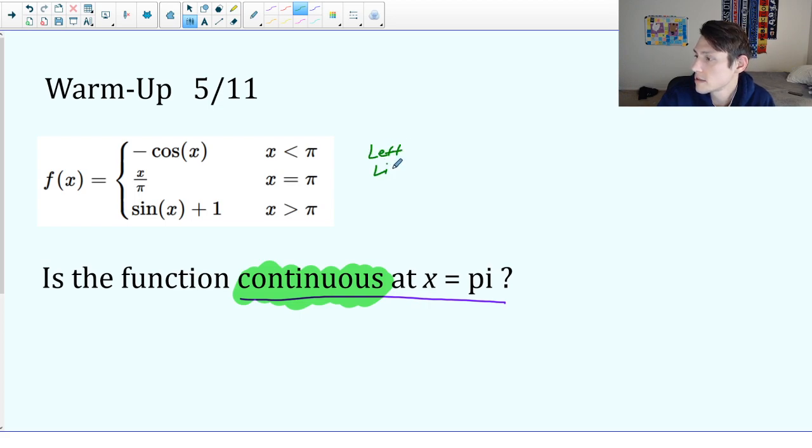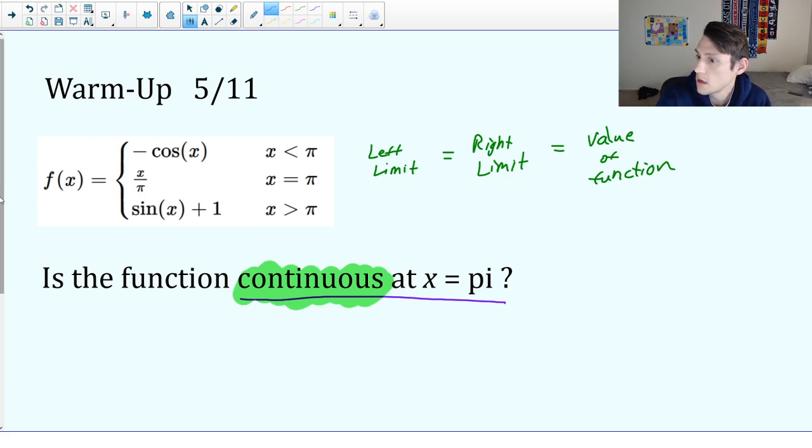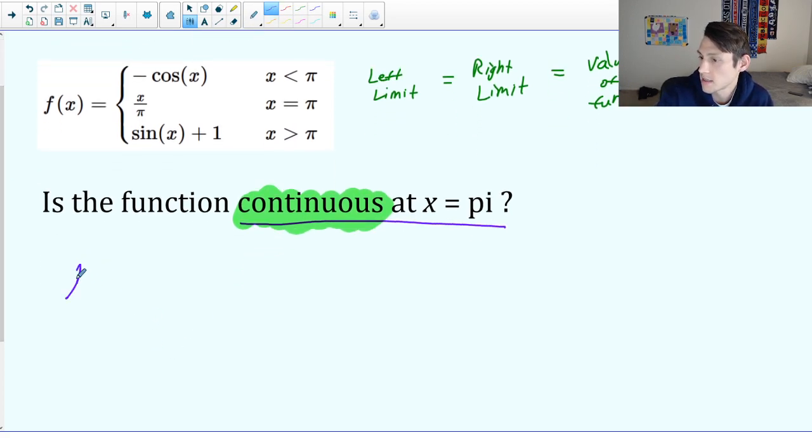what that means is the left-hand limit must be the same thing that we get if we do the right-hand limit, and that should also be the same thing we get for just the value of the function. So the sides of the limit are the same, and they actually equal the value of the function. So let's start with the left-hand limit.